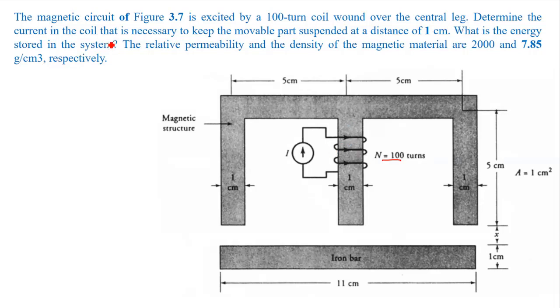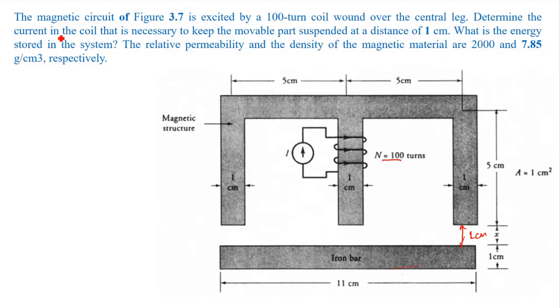So determine the current in the coil that is necessary to keep the movable part suspended at a distance of 1 centimeter. So this is your movable part, this iron bar, right? And the question is, we need to find the current in this coil that will give an attraction force to this iron bar, which will remain suspended at the length of 1 centimeter, right? So this length should be 1 centimeter. That is taken here as x, right? So that will remain suspended at 1 centimeter.